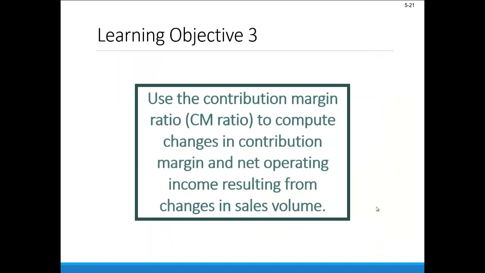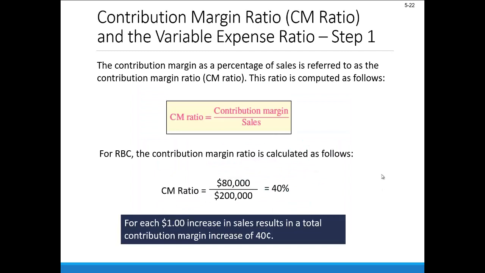Now moving on to learning objective 3, we're going to define and use the contribution margin ratio to compute changes in contribution margin and net income resulting from changes in sales volume. We already talked about what contribution margin is. In total, it's the amount left over after deducting variable expenses from sales that can go toward covering fixed expenses and generating a profit. We can express that as a percentage of sales to get this idea of a CM ratio. The CM ratio is just calculated as contribution margin divided by sales, and we can do that in total, or on a per unit basis, and we get the same number.